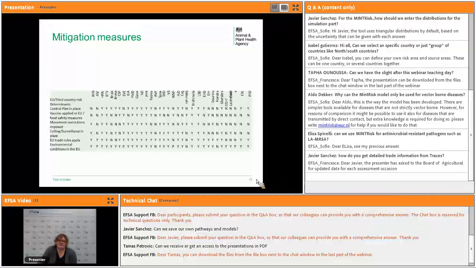So, for example, the environmental conditions in the EU is about whether a vector could become established in the UK. So for some of those diseases, if we take African swine fever, for example, the soft tick can carry the disease, but we don't have any of them, as far as we know, in the UK. So it's probably not going to be an important route for transmission.